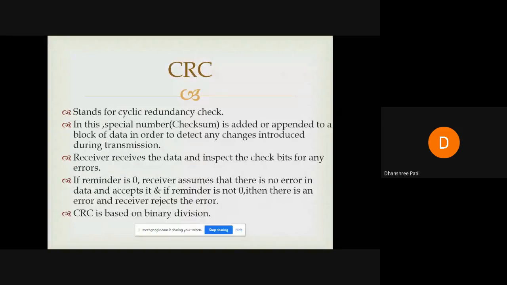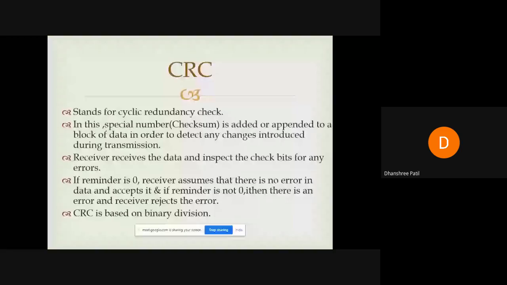Please pay attention because it is an important concept, as I already told. Most of the time it is asked in GATE questions also. The questions are related with the CRC, so please pay attention to how to solve the examples related with the CRC.